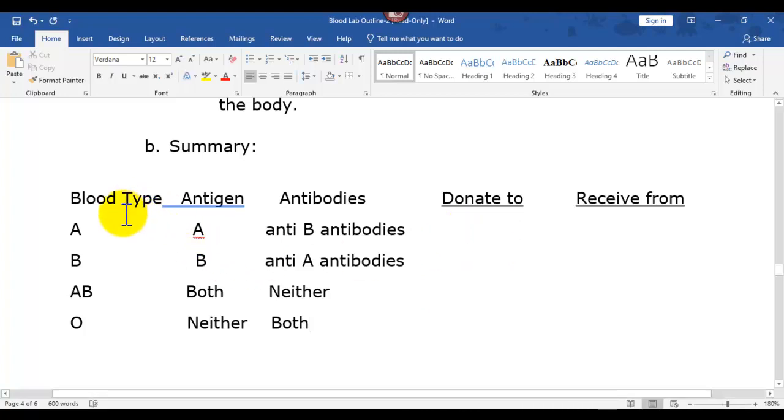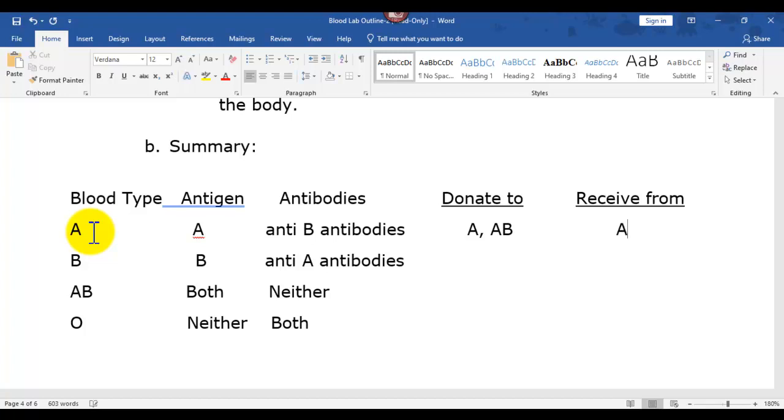Donate to. If you are type A blood, who can you donate to? Well, you can donate to your own blood type, A and AB. Remember, AB, they're called the universal recipients. So they technically can receive blood from anyone. So if you're type A and you want to give blood away, you can give it to A and to AB.